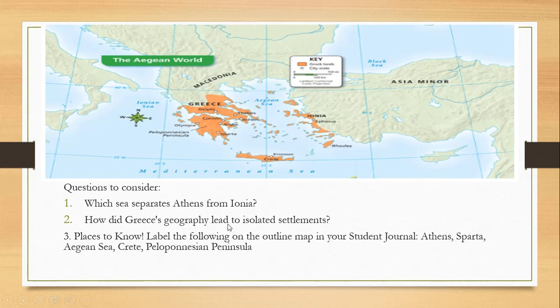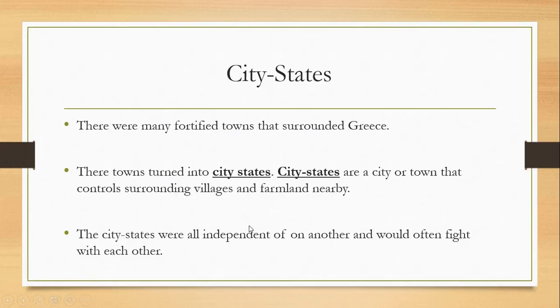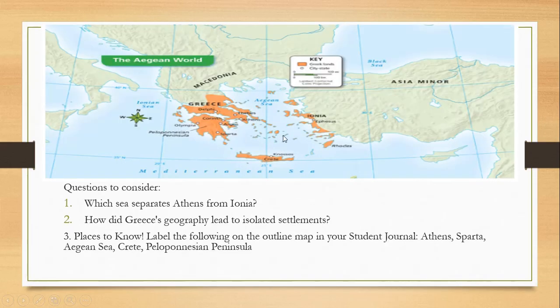All right. So, which sea separates Athens from Ionia? Okay, it's the Aegean Sea, right in here. Greece is a great location because they're right on the water. These city-states are right on the water, so it's very easy for them to trade with other city-states or countries, or civilizations that were along the Aegean Sea, the Mediterranean Sea. They could come over here and get goods and bring them back to Greece, right?